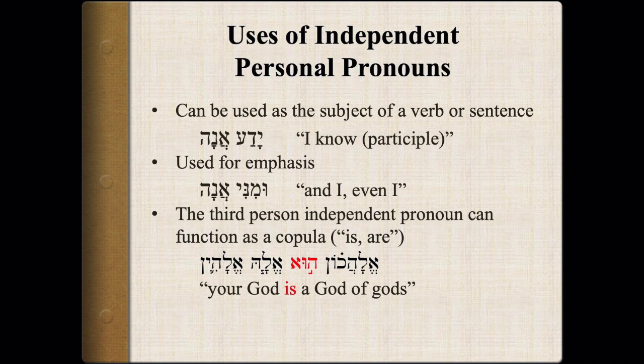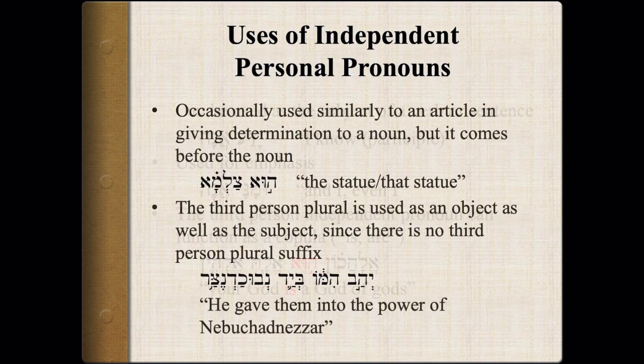The third person independent pronoun can also function as what is called a copula. In other words, sort of taking the place of the verb to be, which does not really have a present tense in Semitic languages. So here, your God is a God of gods. The is represented by who, the third masculine singular independent pronoun.